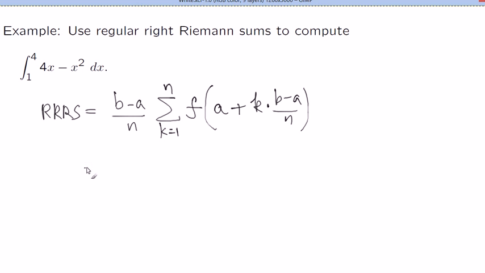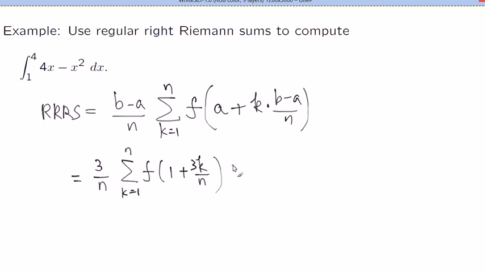Now you have to plug in the information. What are b and a here? Right, it's 1 and 4 here. So 3, right? Divided by n. This doesn't change, k from 1 to n. What about this one? Let's work inside first. What's a? 1. k and n, I'm going to group it like this. How about b minus a? We worked it out, 3, right? That's the formula. So what are you going to do with 1 plus 3k divided by n? You're going to plug that one into this formula right here, right?